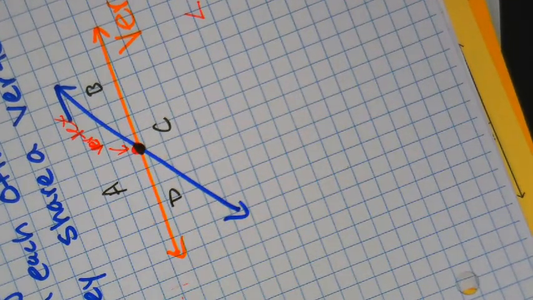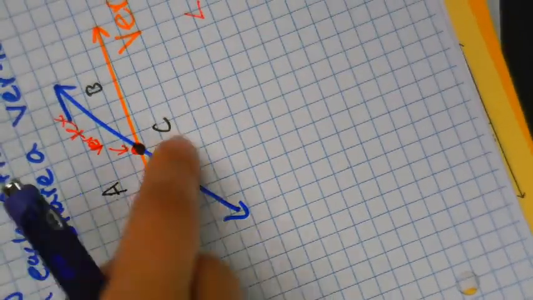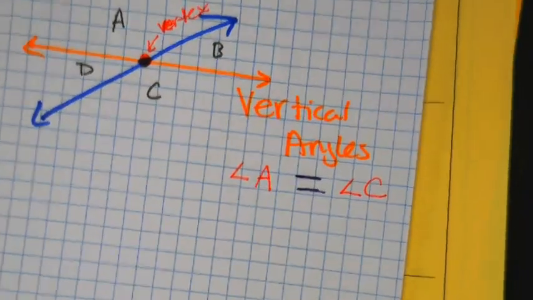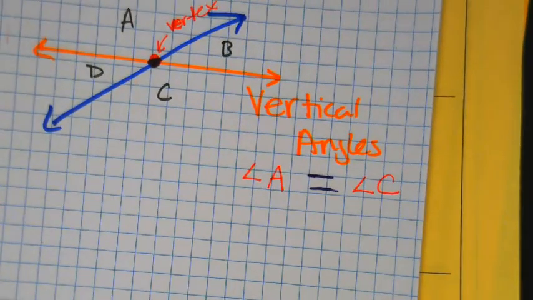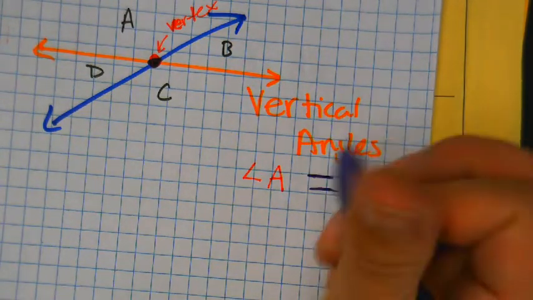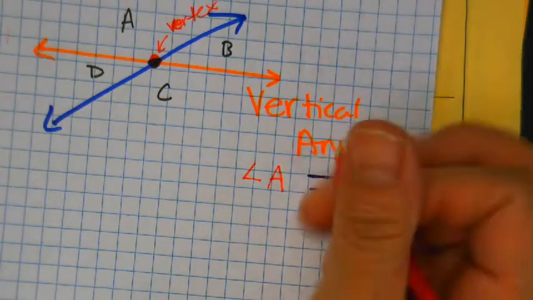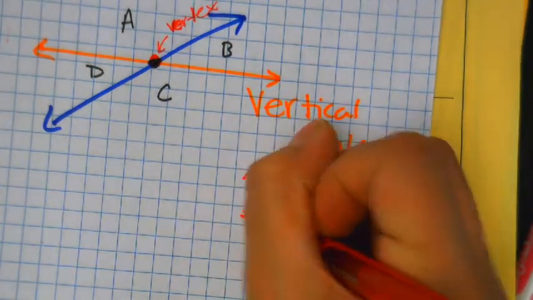All right. A and C are equal. What other pair? B and D. Yeah, no C's in there. So, B and D.